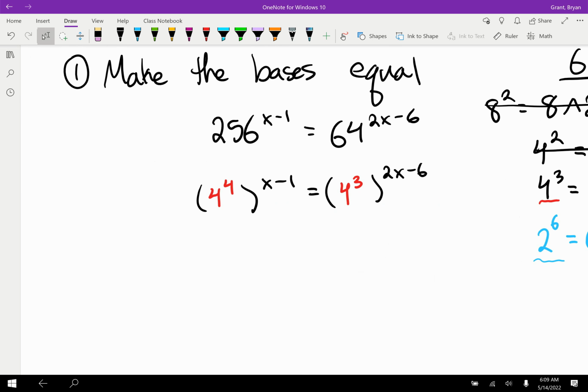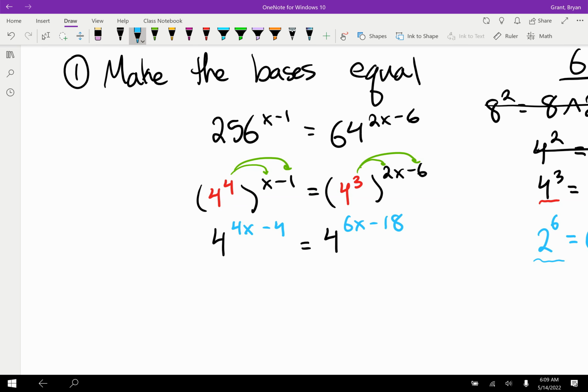Before we get to step 2, I do like to simplify what we have here. I don't like to see different bases inside the parentheses. And so to simplify, notice that we have an exponent and another exponent separated by parentheses. And when we have 4 to the parentheses x minus 1, we're going to go ahead and distribute. So that's going to give me 4 to the power of 4x minus 4. And on the other side, same thing. Distribute the 3. So we end up with 4 to the power of 6x minus 18.